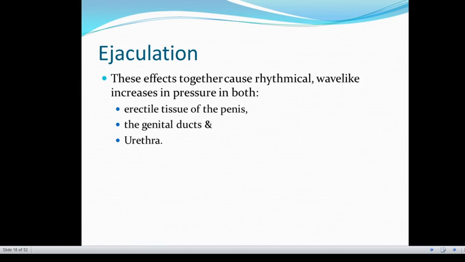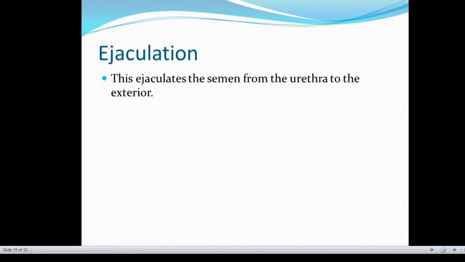All these effects together cause rhythmical, wave-like increases in pressure in both erectile tissue of the penis, the genital ducts, and the urethra. This ejaculates the semen from the urethra to the exterior.